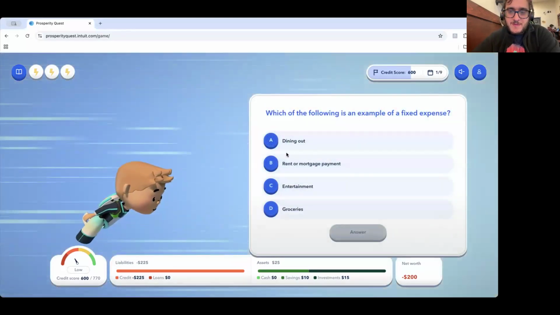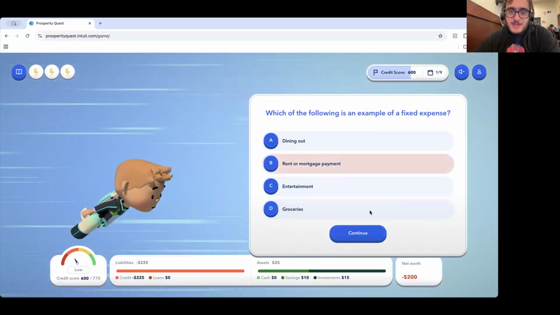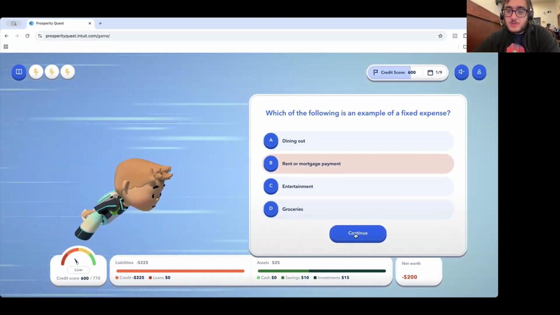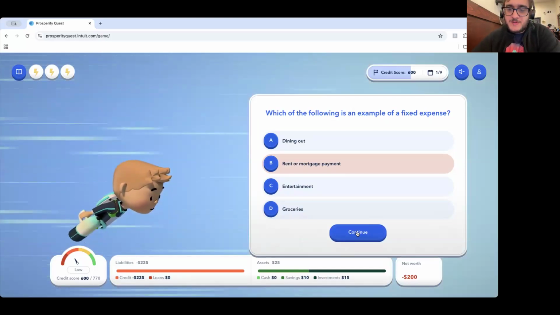Which of the following is an example of a fixed expense: dining out, entertainment, groceries, rent, or mortgage? This. And the answer is correct. So it'll give me a bar. Now, it doesn't affect my score if I get the answers wrong or right in these quizzes. It's just to help test the knowledge of the student.